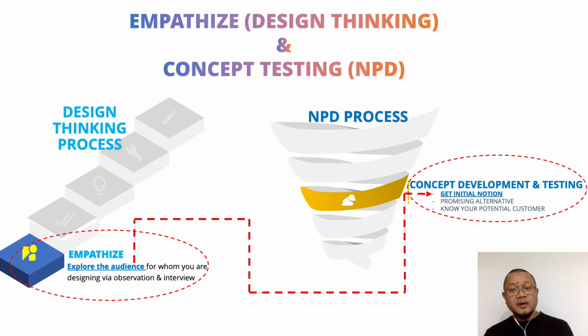So in new product development, when you do concept testing, one of the things that you are looking at is to get the initial notion from users. So getting initial notion, or we can say preliminary acceptance of the concept of the product, can be done through empathizing. That's how we integrate empathize of design thinking into concept testing of new product development.